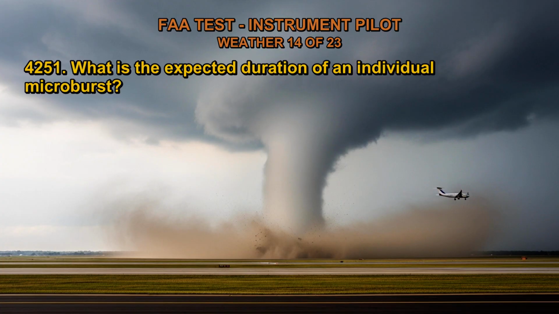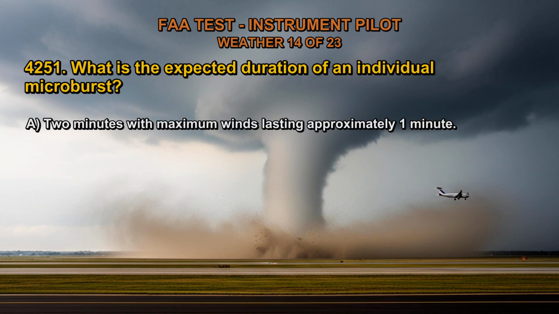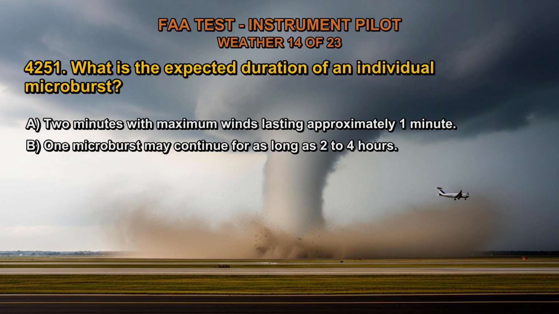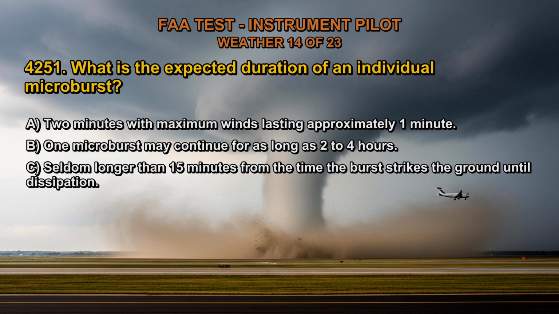4251. What is the expected duration of an individual microburst? A. 2 minutes with maximum winds lasting approximately 1 minute. B. A microburst may continue for as long as 2 to 4 hours. C. Seldom longer than 15 minutes from the time the burst strikes the ground until dissipation.